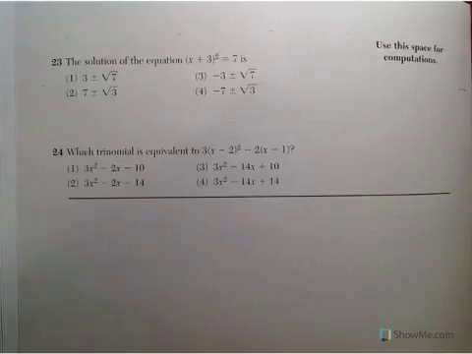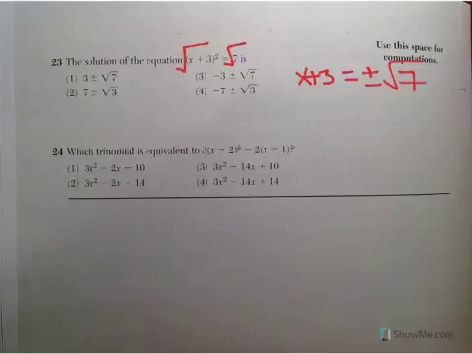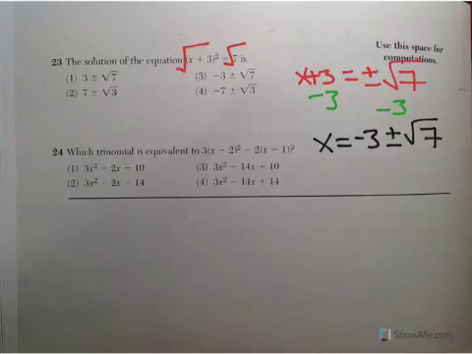Number 23, the solution of the equation x plus 3 squared equals 7 is, well, the quickest way to do this, the opposite of squaring is square rooting. So I have x plus 3, because the square root and the square cancel, equals, remember, plus or minus radical 7. To get x alone, I'll subtract 3. So my answer is x equals negative 3 plus or minus the square root of 7, which is choice 3.